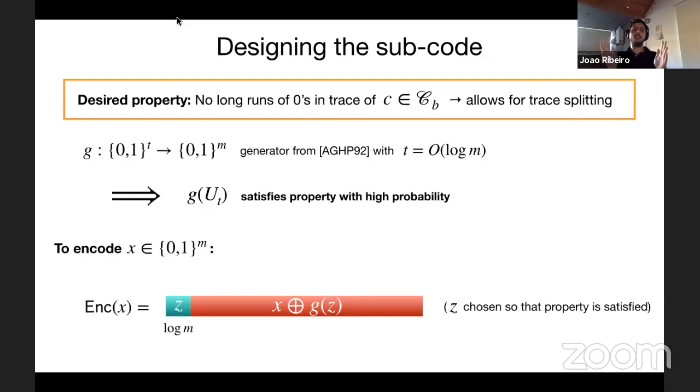So when you do this, you just take the z that you've chosen so that the property is satisfied, and you prepend it to the mask, so z followed by x plus g of z. And this is your encoding. And it turns out that this is enough for our basic construction.